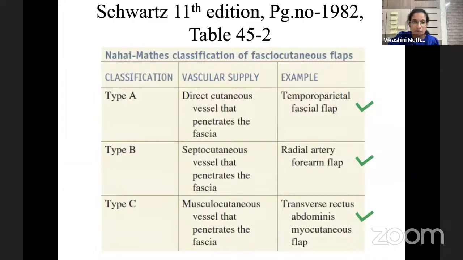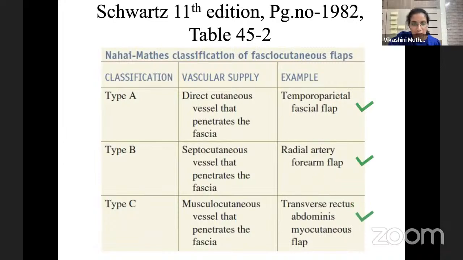Now coming back to this tabular column of classification, the Nahai-Mathis classification of fasciocutaneous flaps. So type A flap is a direct cutaneous flap, where we saw the vessel reaching directly to the skin. An example for this is the temporoparietal fascial flap. Okay. And type B is septocutaneous, like you saw a vessel piercing the septum, isn't it? So that is type B. So type B is a septocutaneous vessel that penetrates the fascia. An example for this is the radial artery forearm flap.